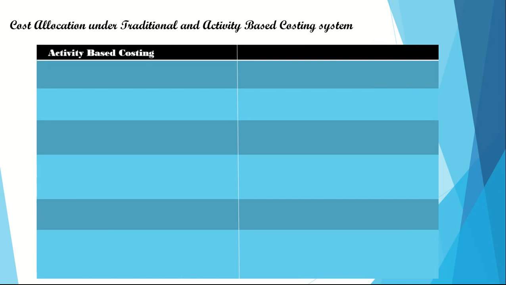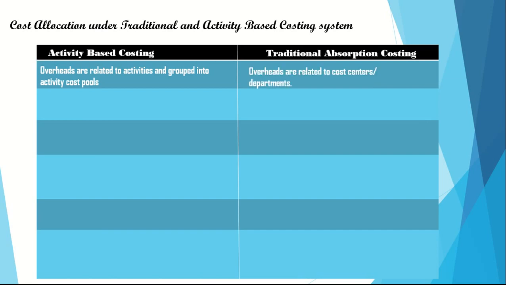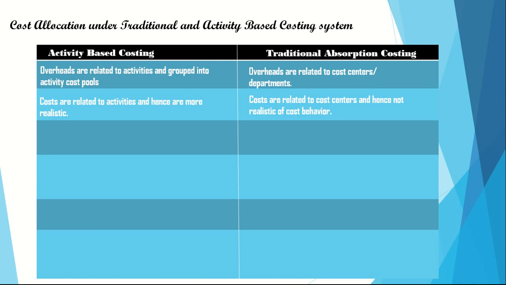Cost allocation under traditional and activity-based costing systems. Under the activity-based costing system, overheads are related to activities and grouped into activity cost pools, whereas under traditional absorption costing, overheads are related to cost centers or departments. Under ABC, costs are related to activities and hence are more realistic, whereas under the traditional system, costs are related to cost centers and hence not realistic of cost behavior.